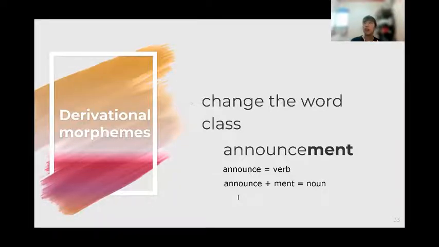Is announcement an action? Announcement to the class. That seems wrong, no? Announcement to the class that there will be no class on Monday. So that's wrong. So announcement is not an action. It's a noun. So as you can see, ment here is a derivational morpheme, and it changed the word class or part of speech of the word announce when it added ment.